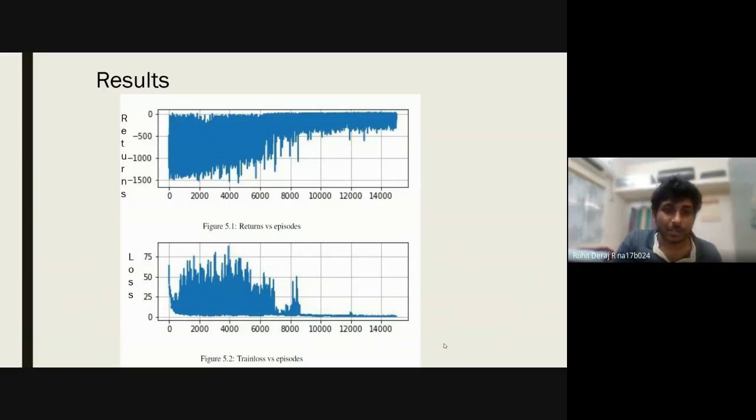And yes, these are the results that I obtained. This is the plot between the returns as the episode progresses. Initially, you see the total returns is negative, it goes up to minus 1,500 in some cases. And finally, after training, it comes to around this range. You see that the return does not converge to a constant value.